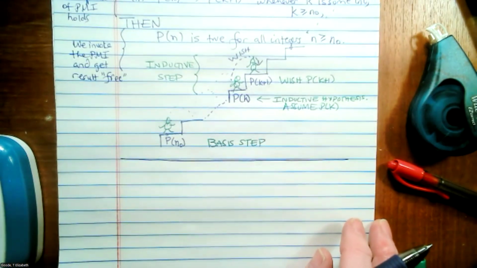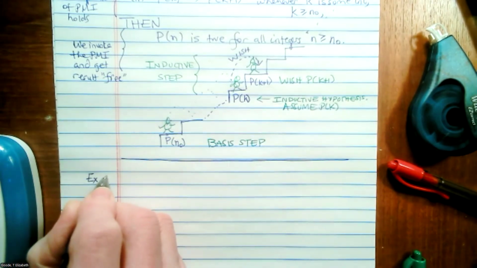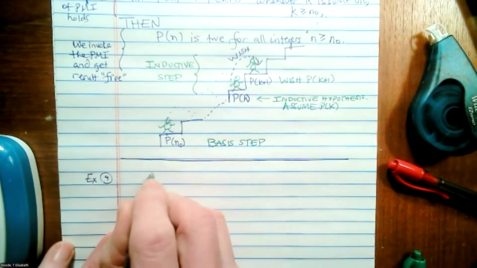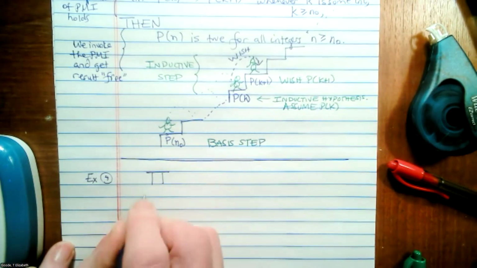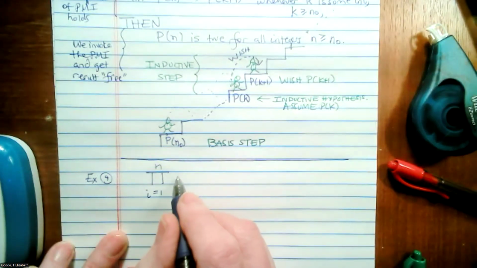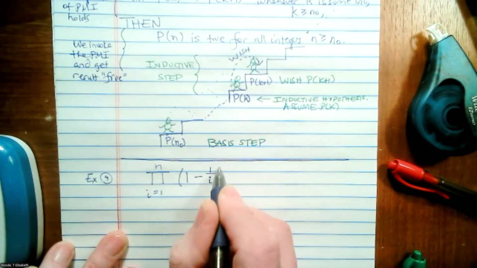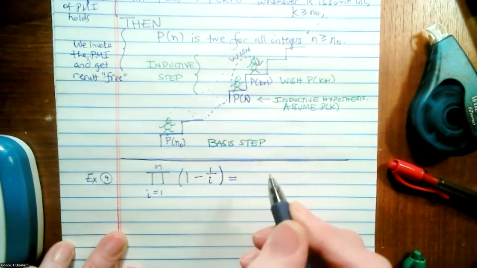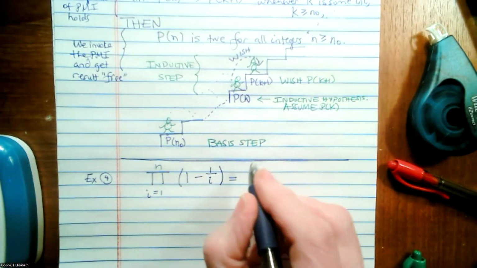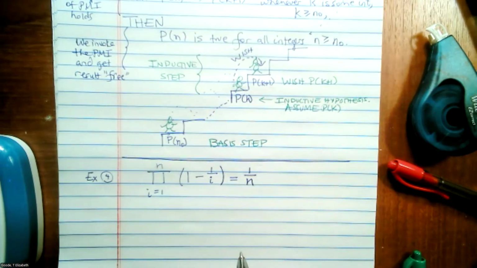I think there was one really nice formula. What was it? The product from I equals 1 to N of, what was it, 1 minus 1 over I. I think it turns out that that equals 1 over N. Isn't that right? Let's see if that's true. Let's see if we can prove that.